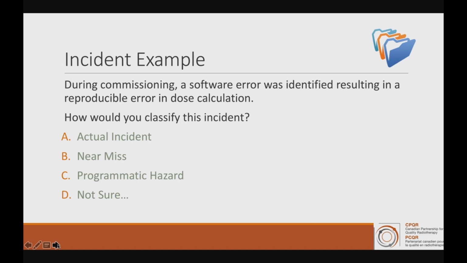So we're going to go through a few examples to see if we can get a grasp on what is an incident, what is a near miss, and what is a programmatic hazard. The first of which is during commissioning, a software error was identified, resulting in a reproducible error in a dose calculation. How would you classify that incident? An actual incident, a near miss, a programmatic hazard, or you're just not sure?